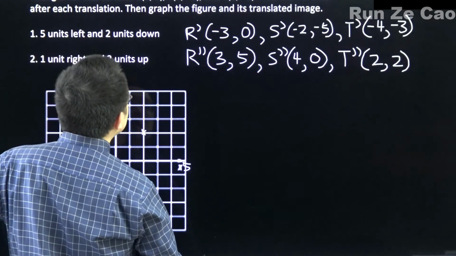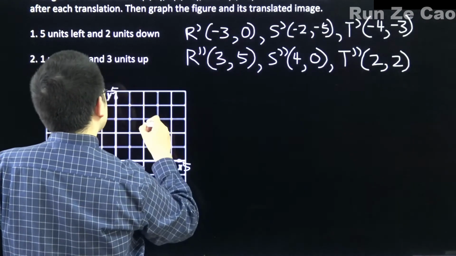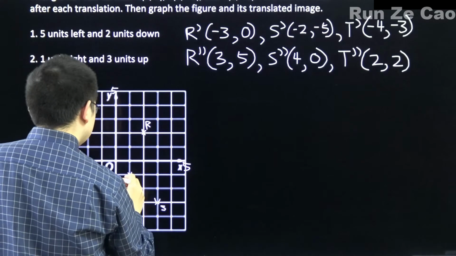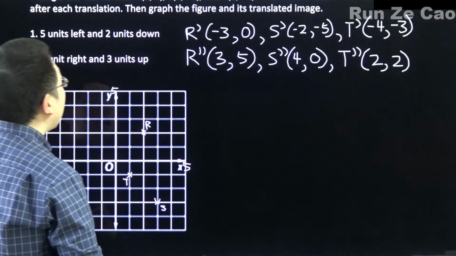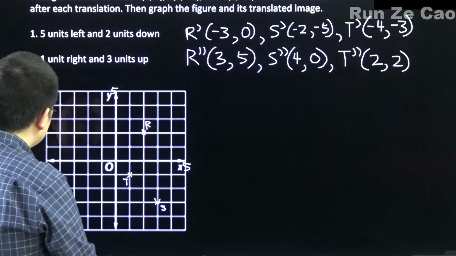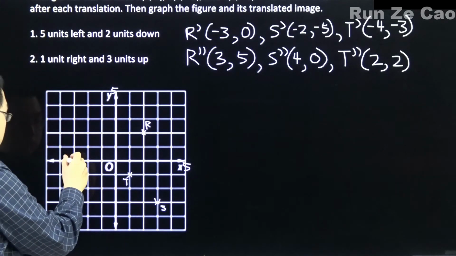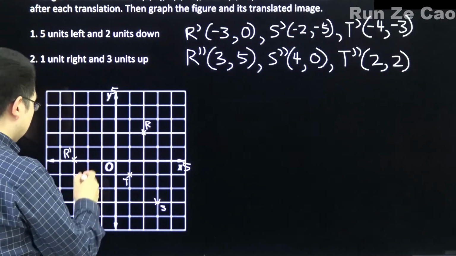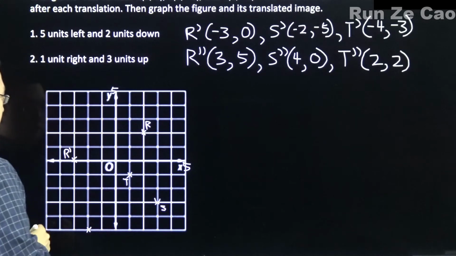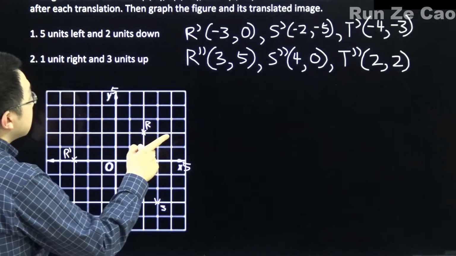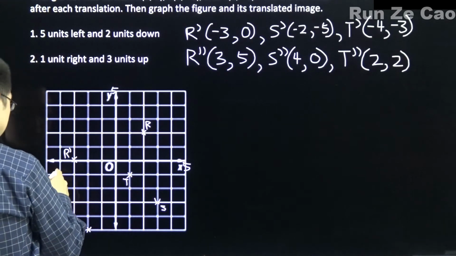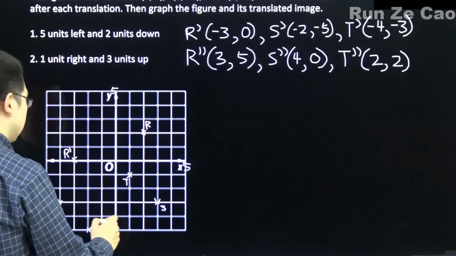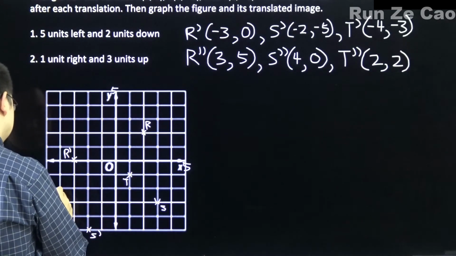R prime is, you know what, yeah, we should totally actually mark out which one is which first. Yeah, R prime is negative 3, 0. So negative 3 is 0. R prime. S prime is negative 2, negative 5. That's down here. And T prime is negative 4, negative 3. So, this is S prime. This is T prime.